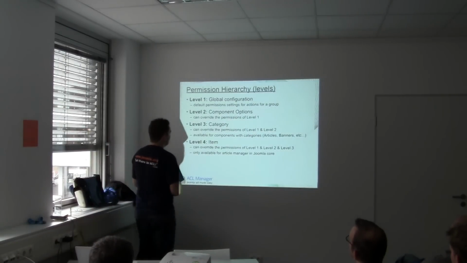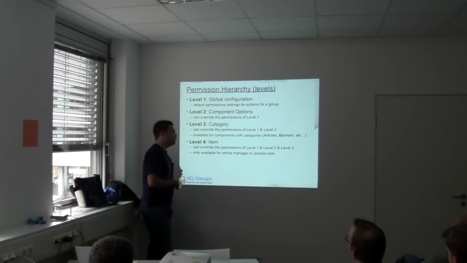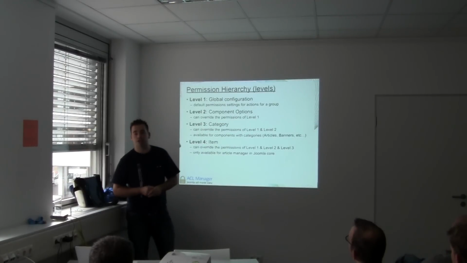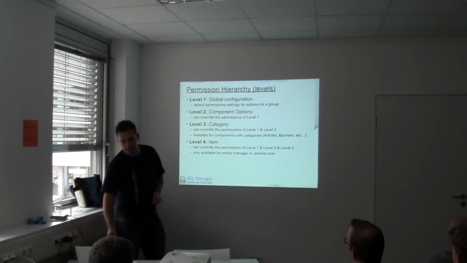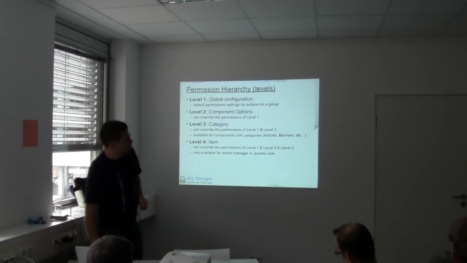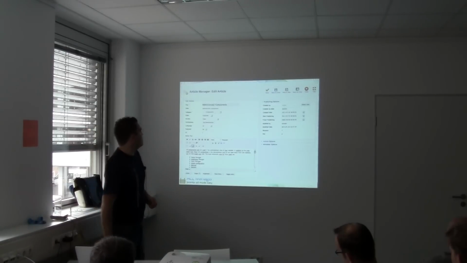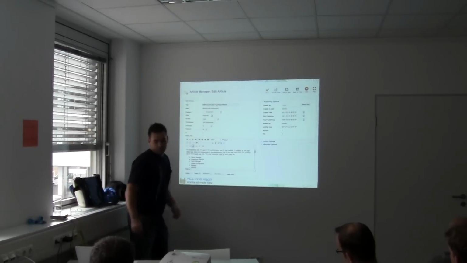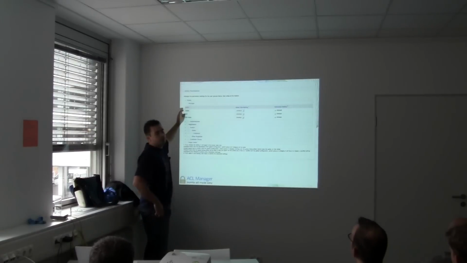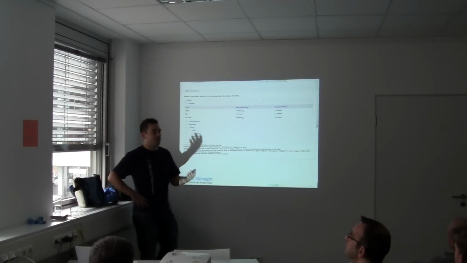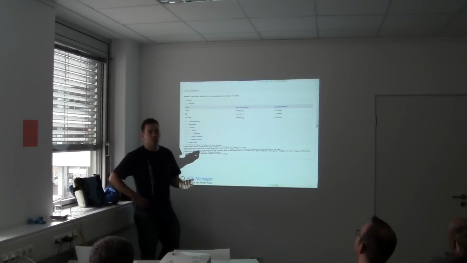The last level is the item level. In Joomla core, we only see that with the article manager. At the item level, you can set the permissions in the same way as the category. We have the set permission button, and it scrolls down to the actions available for that item. You only have delete and edit state. You can't create an item in an item, so that action is no longer available.